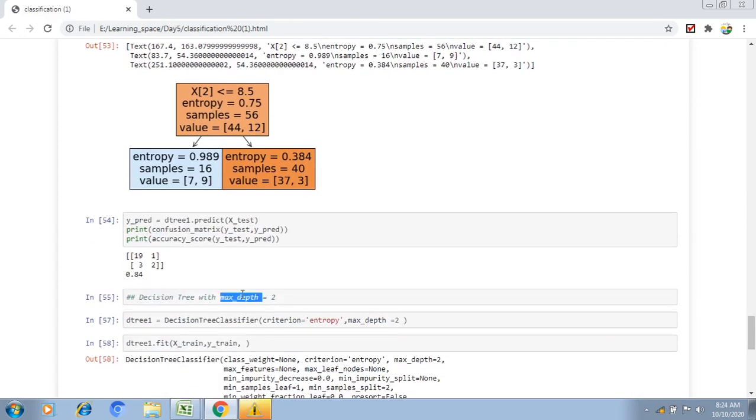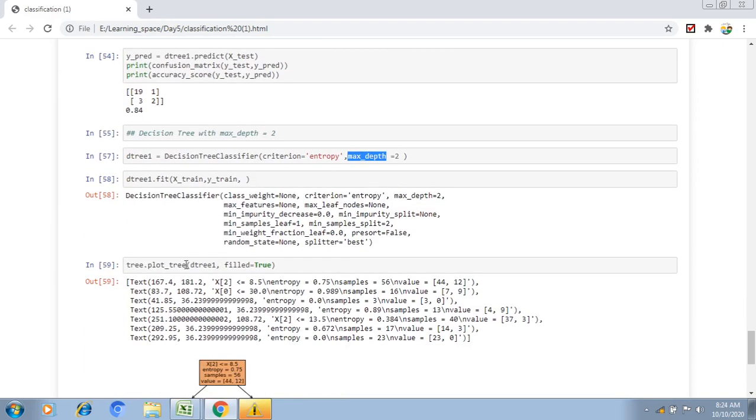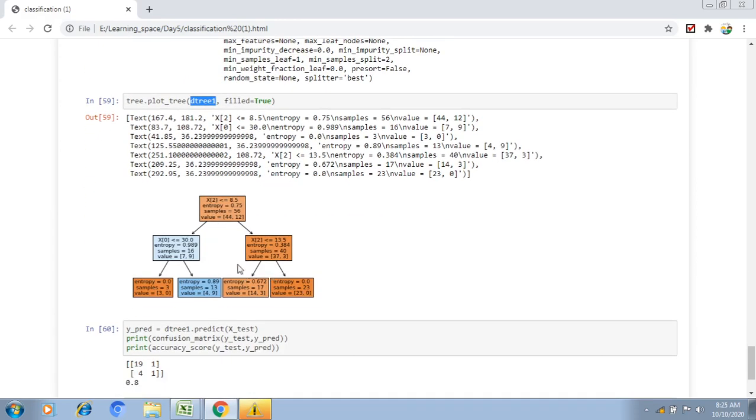In a similar way I'm using max depth 2. Here d tree 2 is my object. I'm accessing the class decision tree classifier, mentioning the same entropy and max depth as 2 instead of 1. Only that is a change. In plot tree, I'm mentioning the d tree 2. Max depth is 2, so there is one split and then a further split.